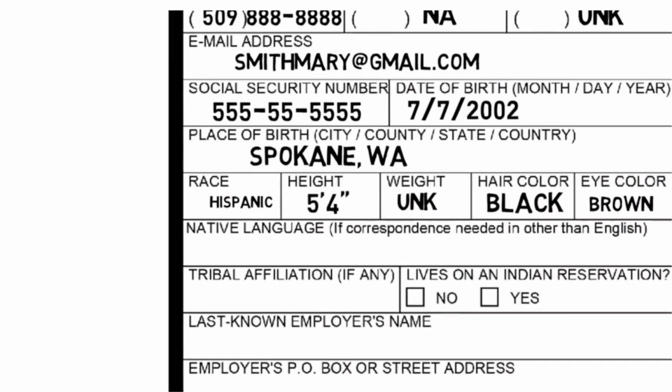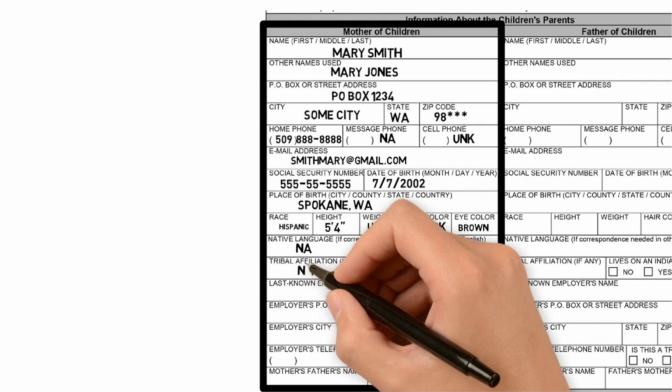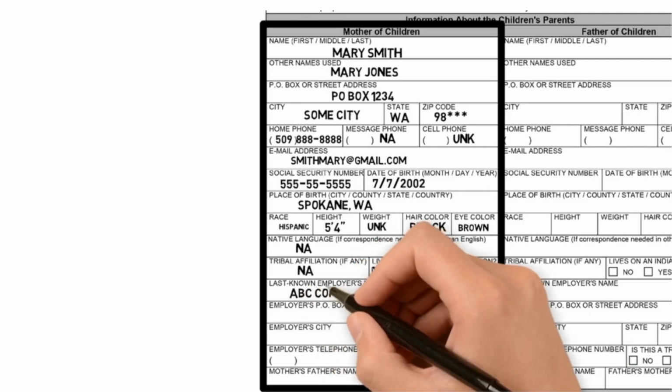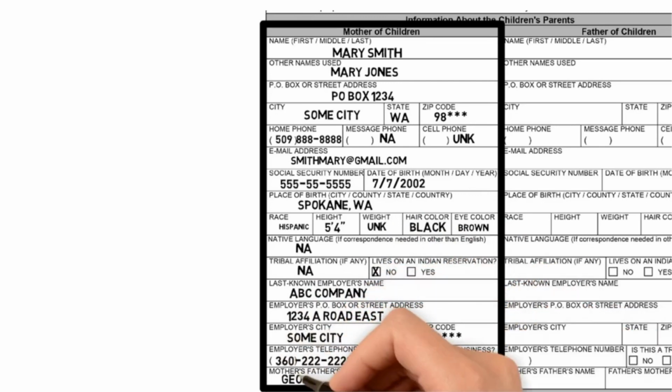Here we ask about the native language of the parent. This is important to make sure we are providing information in a way that they can best understand. Fill this out if the parent would benefit from receiving information in a language other than English. Otherwise, write NA. Next is tribal affiliation. We ask this because Washington State has an agreement with Washington tribes that impacts how child support is established and enforced. Last known employer and employer contact information, again, helps us with establishing and enforcing child support.